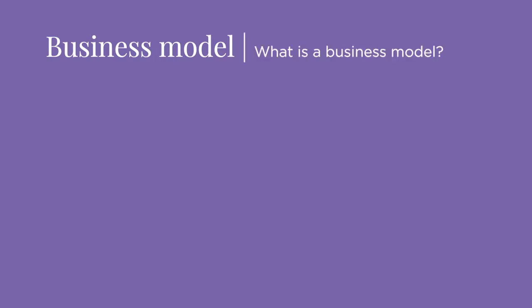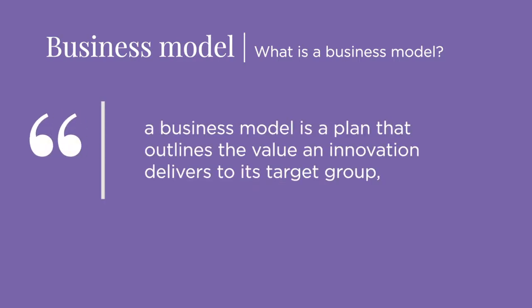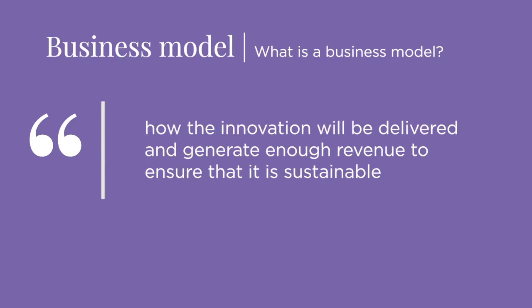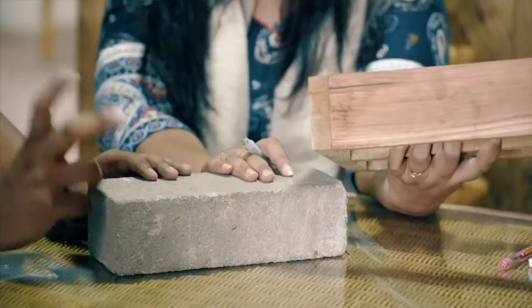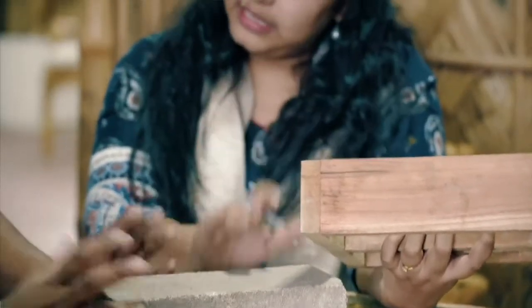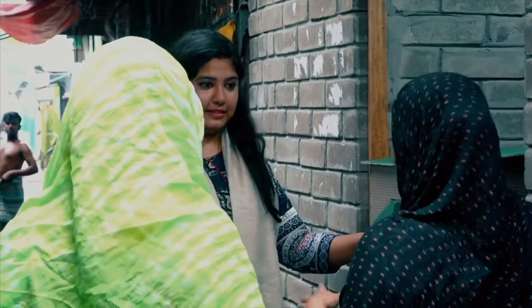So, what is a business model? Simply put, a business model is a plan that outlines the value an innovation delivers to its target group, how the innovation will be delivered and generate enough revenue to ensure that it is sustainable. It is important for an innovator to have an idea of what business model they will use because that is the key to the long-term ability of their innovation to deliver impact.